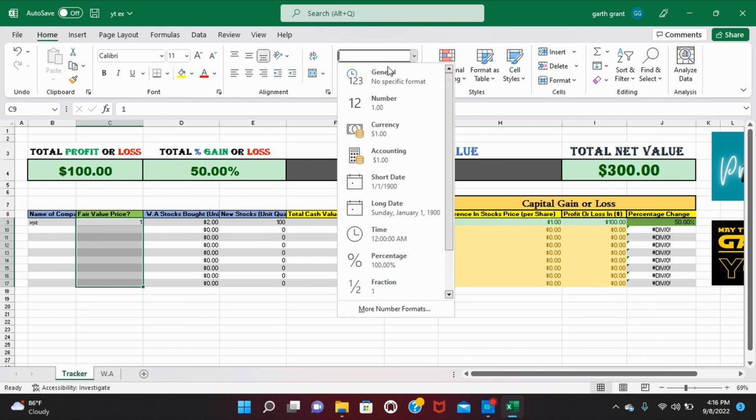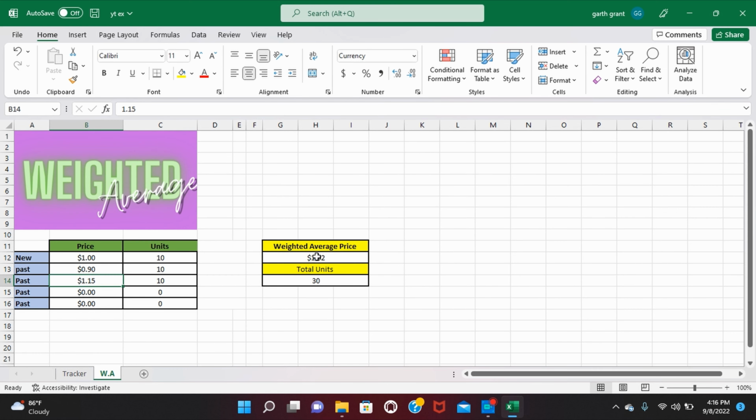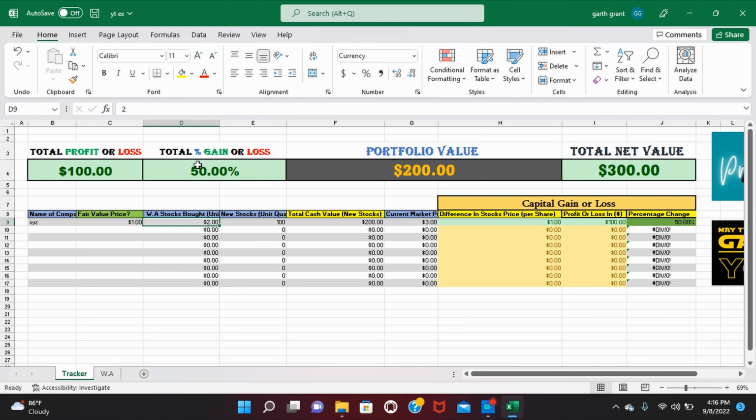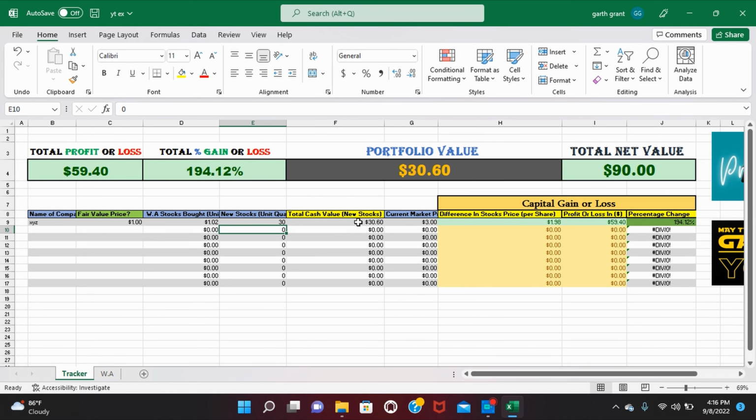So just change this to currency. So the fair value is $1. The weighted average price for the stock as of right now, you look right here, is $1.02. It goes to BAM, and then in total you have 30 units. I'll do the check. 30 units, and then the total cash, it will show you how much cash value you actually spent.